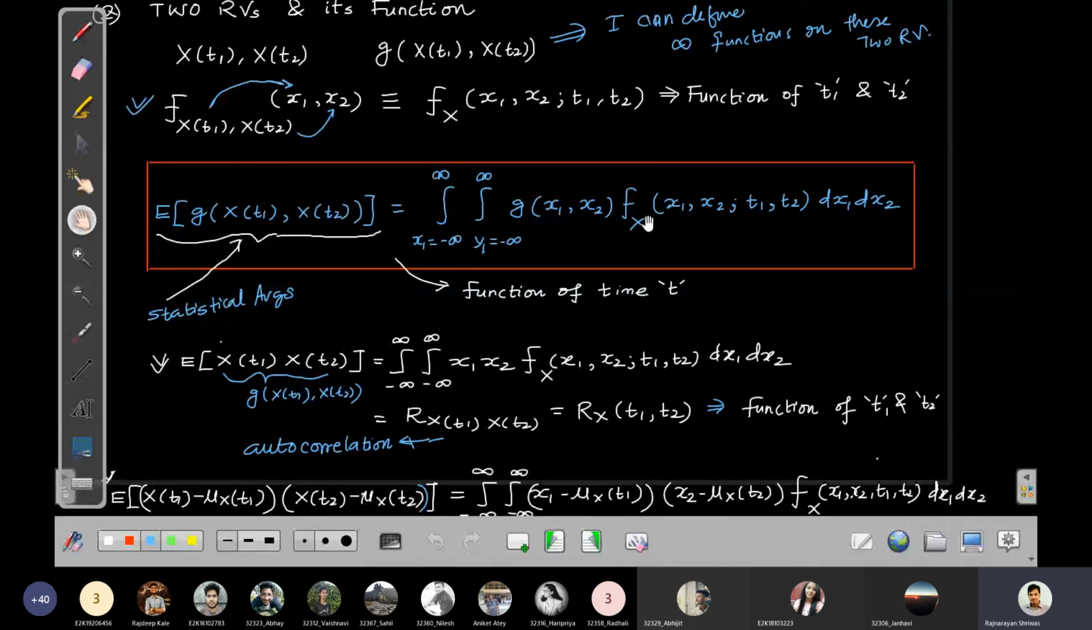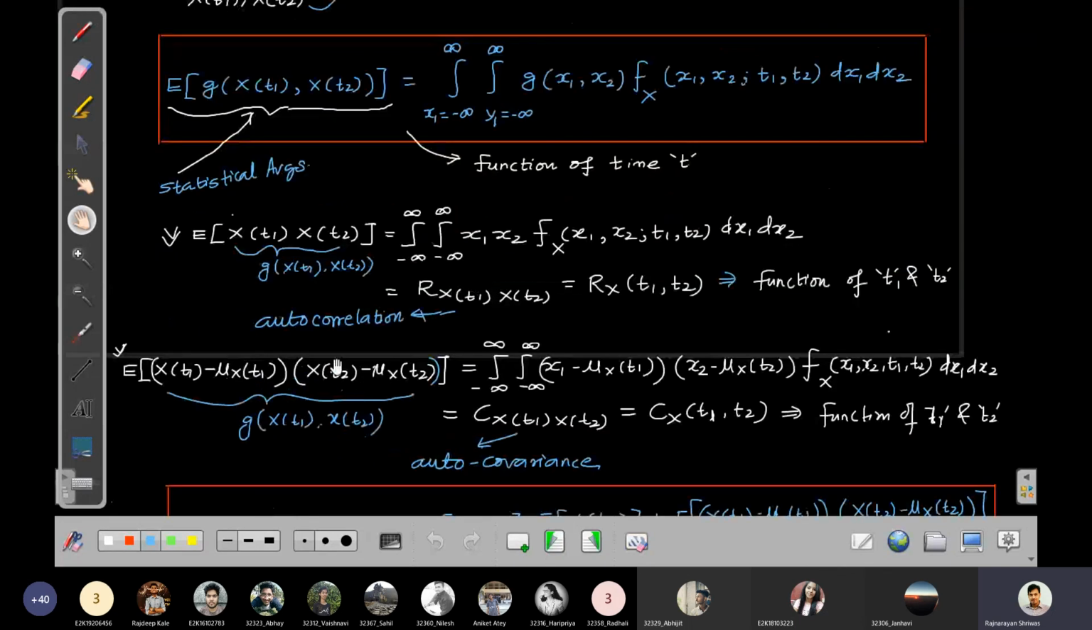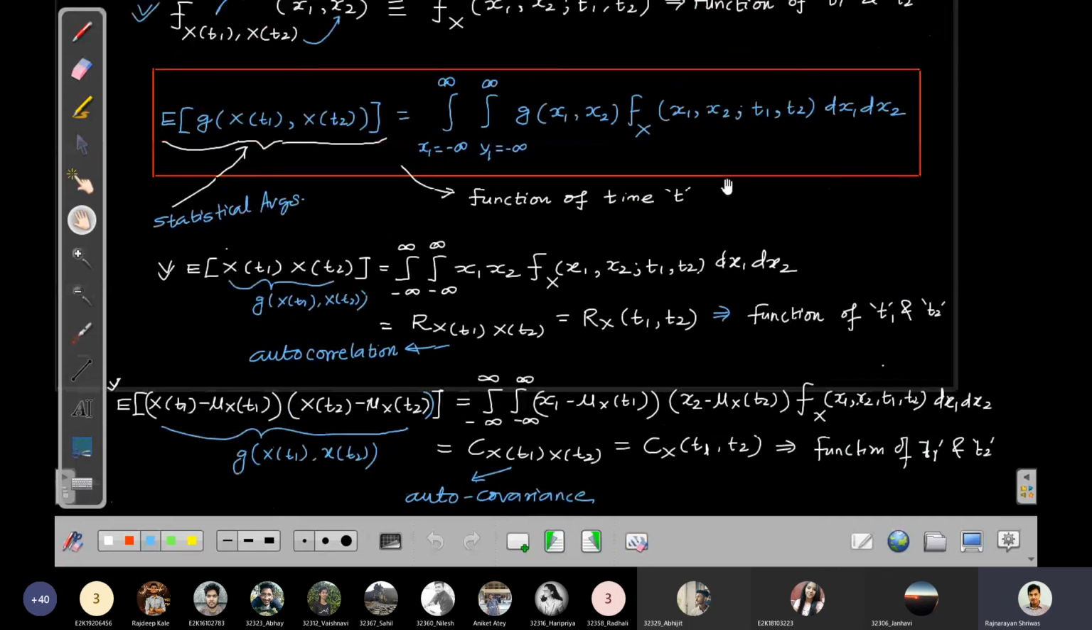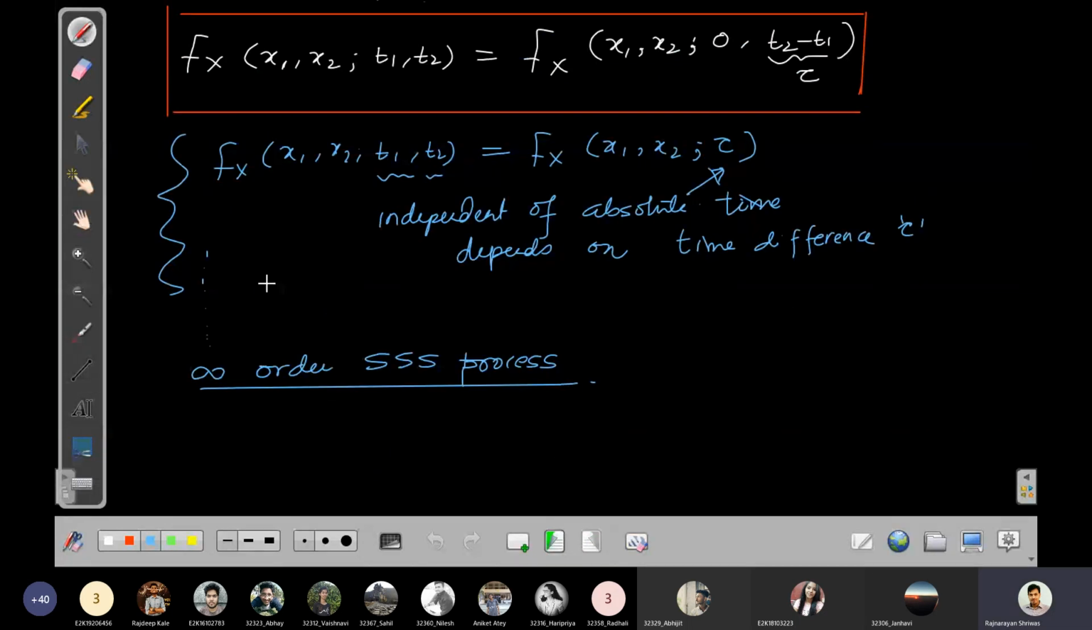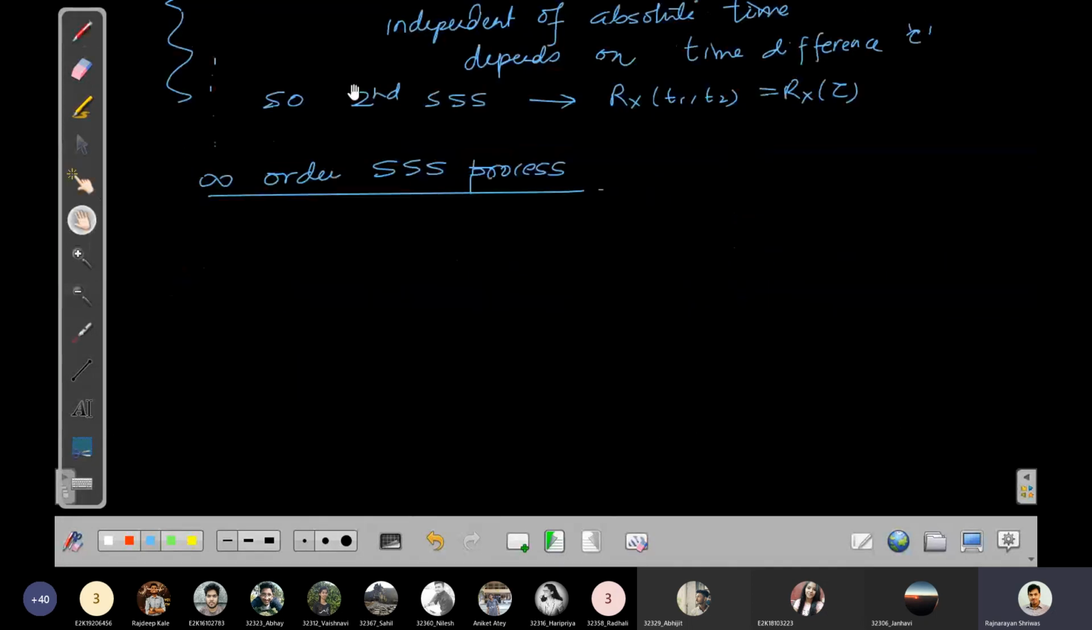If this is a second order stationary process, then I can see that this joint PDF is not going to be a function of T1 and T2, but the time difference of T1 and T2. And in that case, any function you define on these two random variables, like autocorrelation, autocovariance, they are going to be only a function of time difference, not what? So if you say second order stationary process, then I will say my autocorrelation R(T1, T2) will only be a function of time difference. So this is what the meaning is.